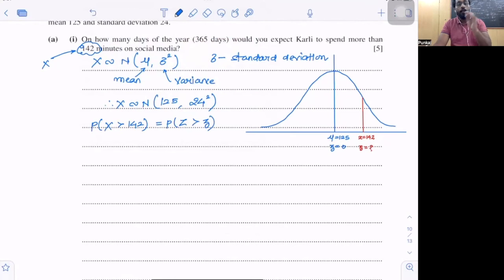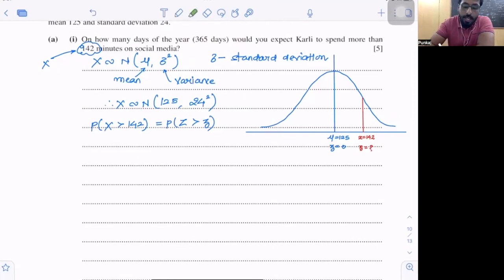For x equal to 125, what was the value of z? The value of z was 0, right? For the value of x as 125, the value of z was 0. When the value of x becomes 142, what's the value of z? That is what you want to find. And you want to find on how many days Carla is spending more than 142 minutes on the social media.